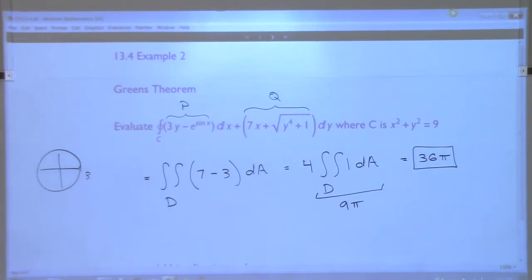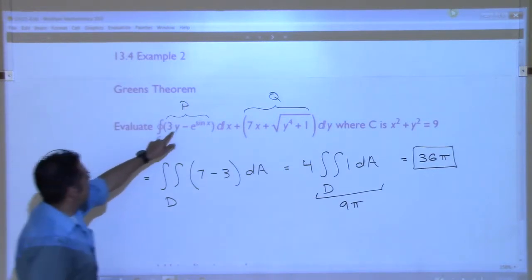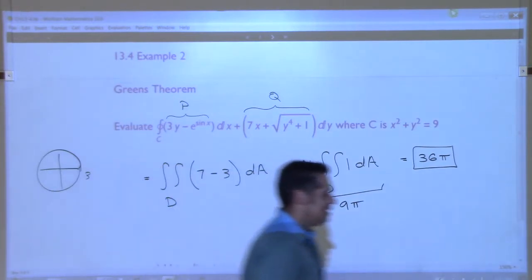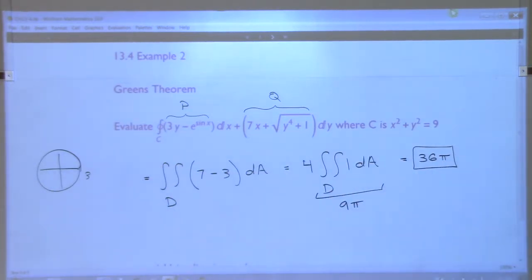I'm tempted to plug that into the computer to see what it would do, if I replaced all these with 3. No, let's not do it. Let's not do it. Okay, make sense? All right.